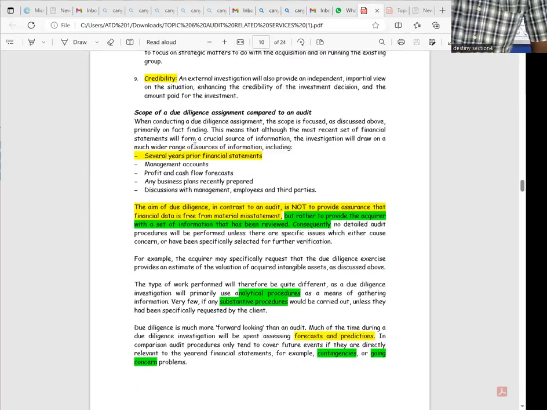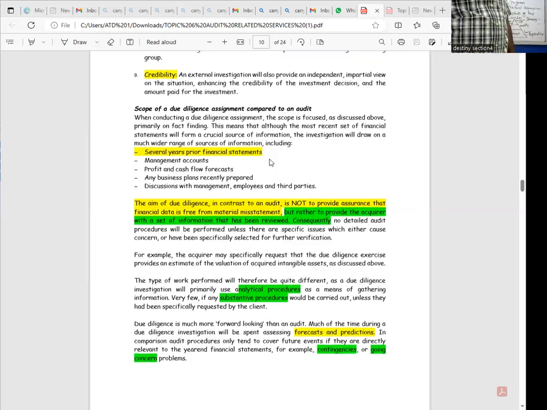Now the scope of the due diligence assignment compared to audit. When conducting a due diligence assignment, the scope is focused, as discussed above, primarily on fact-finding. This means that although the most recent set of financial statements will form a crucial source of information, the investigation will draw on a wider range of sources of information, including several years of prior financial statements, management accounts, profit and cash flow forecasts, any business plans recently prepared, and discussions with the management, employees, and third parties.